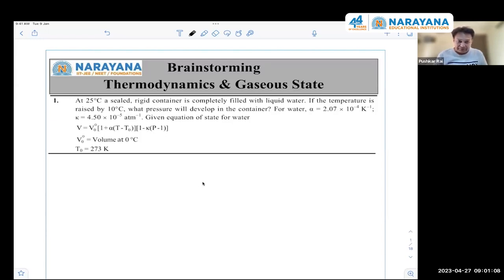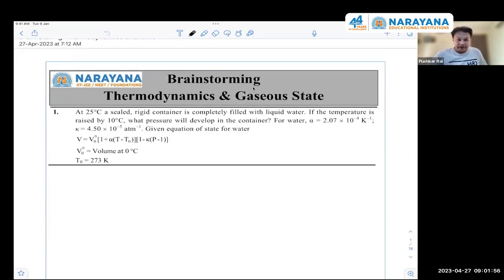And K is multiplied by P minus 1, where P is the pressure in ATM, and of course, 1 is the 1 ATM. So that is the equation of state of a liquid. A slight twist has been given, not a big deal. And V naught is equal to the volume of water at 0 degrees centigrade. So can you find out the pressure developed in the container?